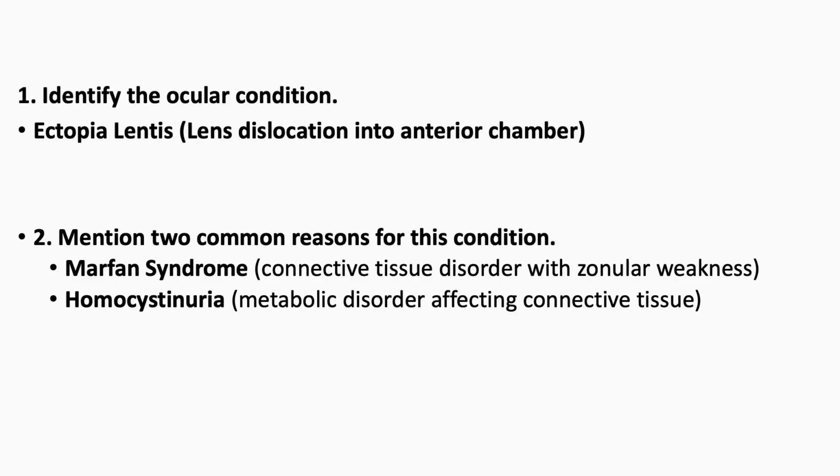This is a case of ectopia lentis with lens dislocation. There are two common reasons for this condition. First is Marfan syndrome. Second is homocystinuria. Marfan is a connective tissue disorder with zonular weakness. Homocystinuria is a metabolic disorder affecting the connective tissue. Remember the direction: in Marfan, the lens moves up and out, superotemporal. In homocystinuria, it moves down and in, that is inferonasal.